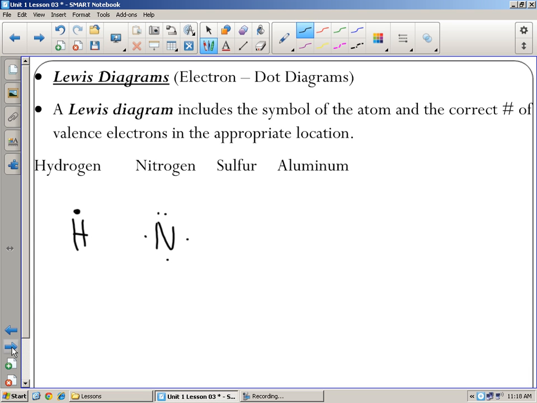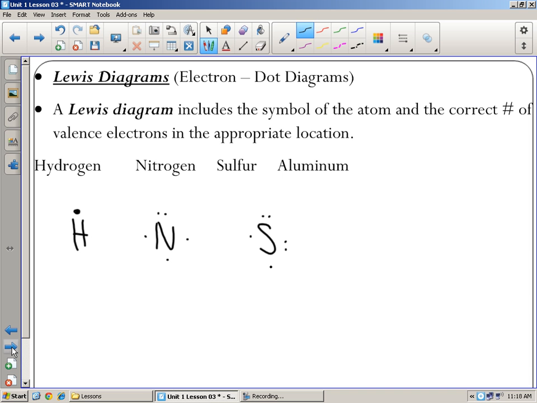Sulfur. Sulfur's got, well, let's see. First energy level is filled, second energy level is filled. Sulfur's in the 3rd one. So 1, 2, 3, 4, 5, 6. Okay? Sulfur usually, if it's the middle atom, lends itself to a bent shape.